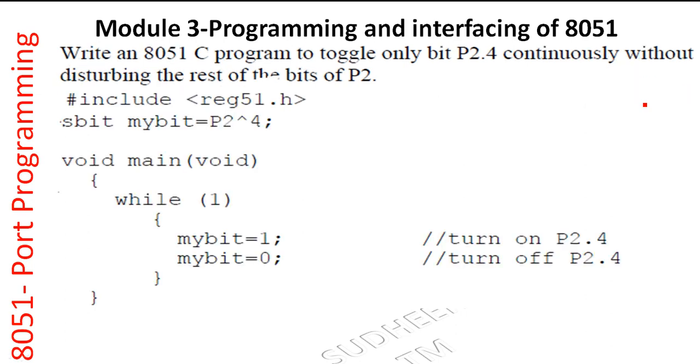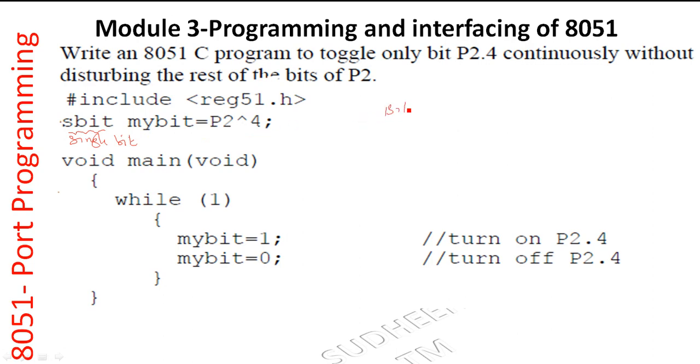So the program is quite simple. The program is #include <reg51.h>. Okay, I don't want to explain that again. And the statement sbit, hope you might be knowing the data types in 8051 C programming. sbit means single bit. So we are defining here a single bit. mybit is equal to P2.4.